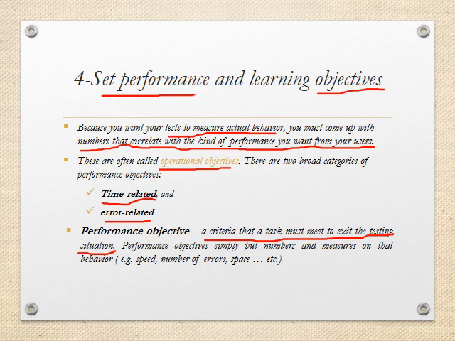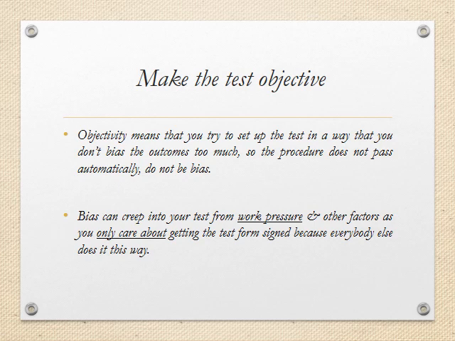Performance objectives simply put numbers and measures on that behavior. We can put numbers related to the speed, number of errors, space, volume, and so on. Make the test objective. Objectivity means that you try to set up the test in a way that you do not bias the outcomes too much, so the procedure does not pass automatically.